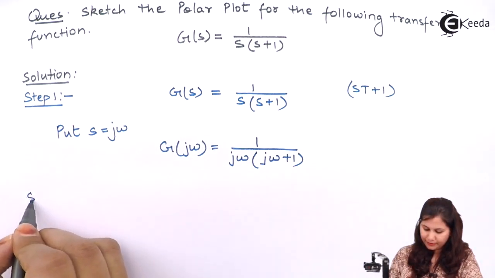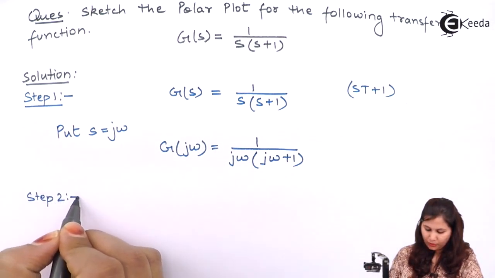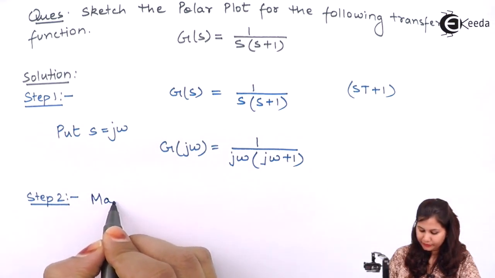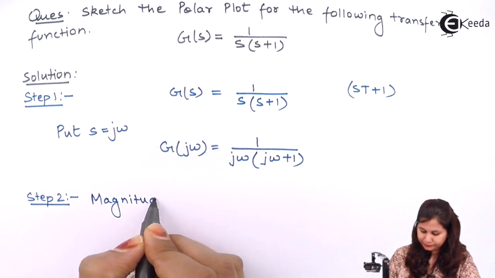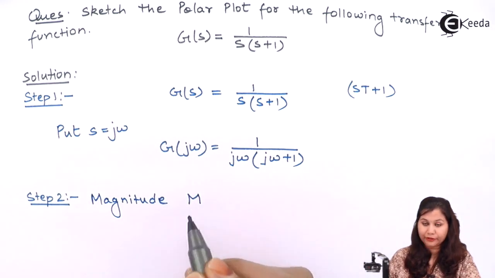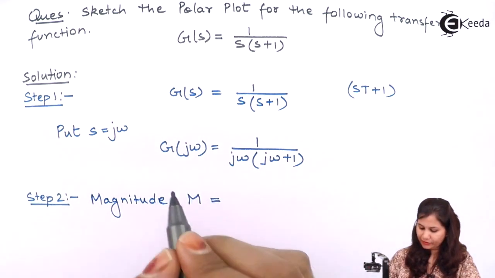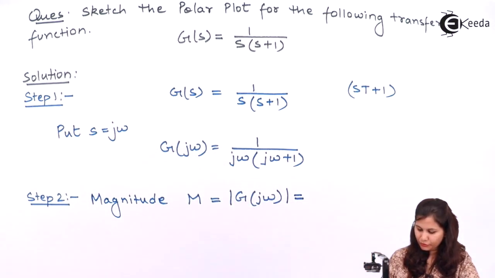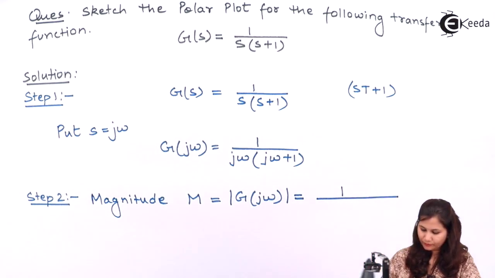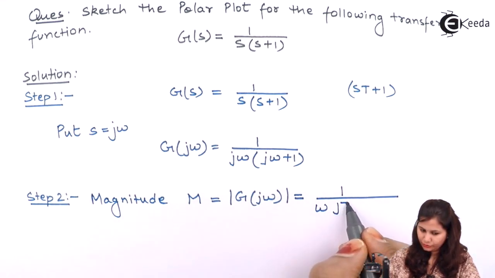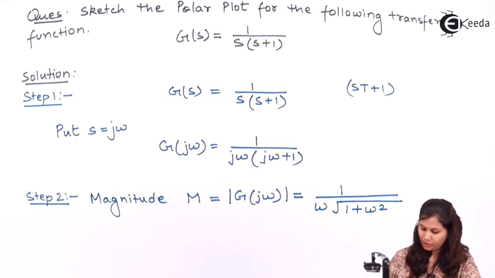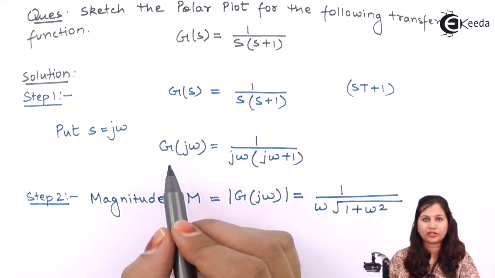Now the second step is to obtain the magnitude and the angle expressions of this transfer function. Magnitude is represented by M, and it is given by the magnitude of G(j omega). It will be equal to 1 upon under root of 1 plus omega square. Okay, so this is the magnitude of G(j omega).